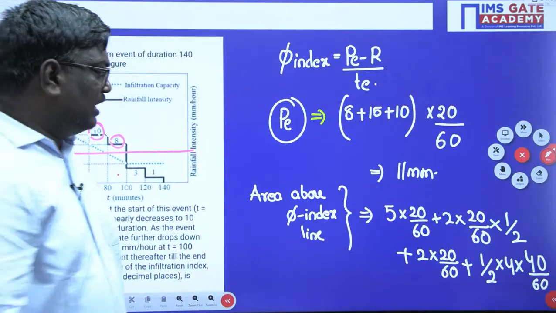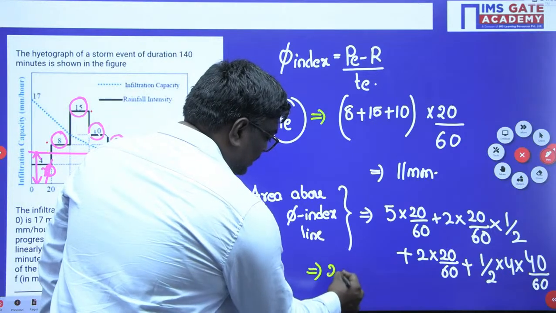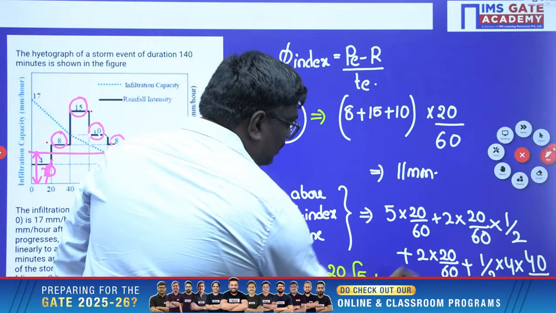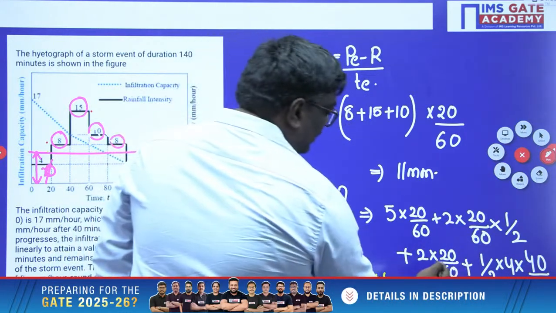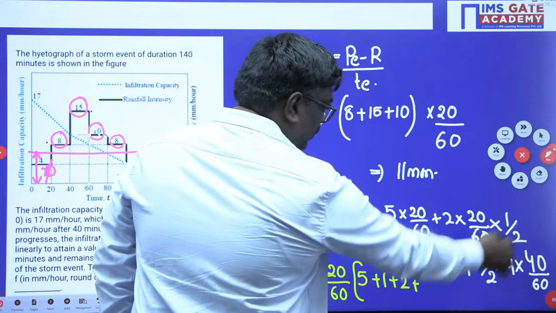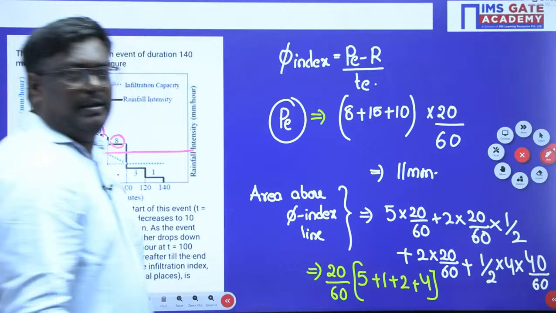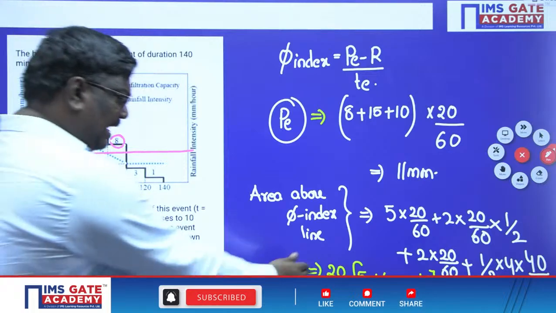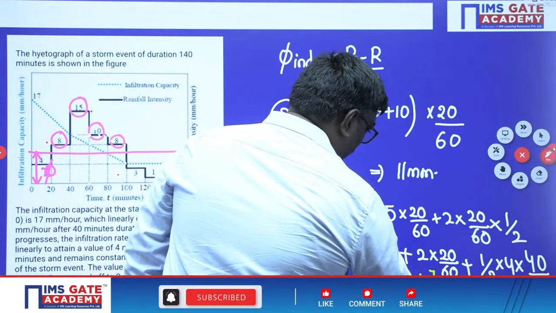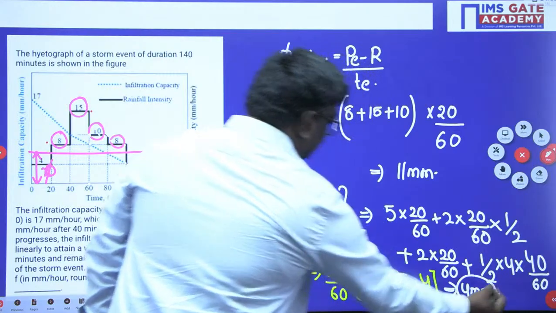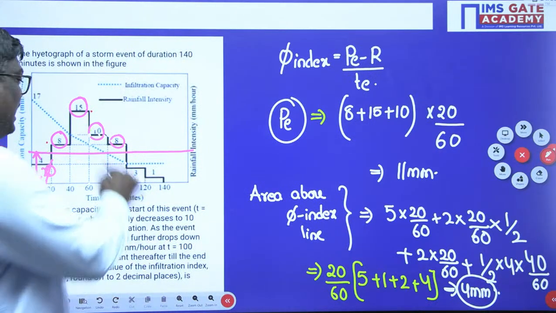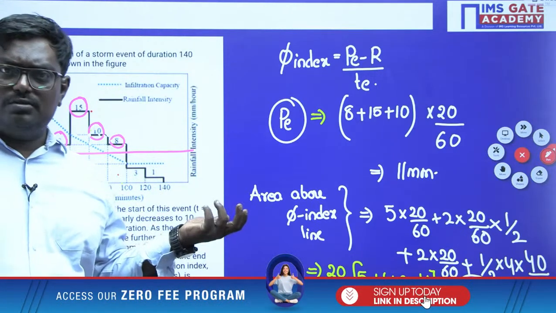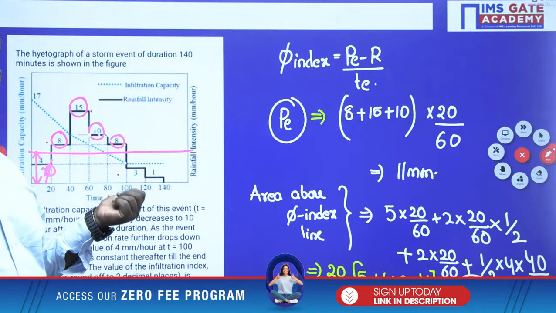So see students, if I take 20 by 60 common, this will be equal to 5, and the half cancels to 1, and here it is 2, and here 40 by 60 is 4. Am I correct, sir? So see, 5 plus 1 plus 2 plus 4, how much, sir? 6, 8, 12. So this is equal to 4 mm. Yes or no, sir? So what I have done: above the phi index we call it runoff, and below we call it infiltration.